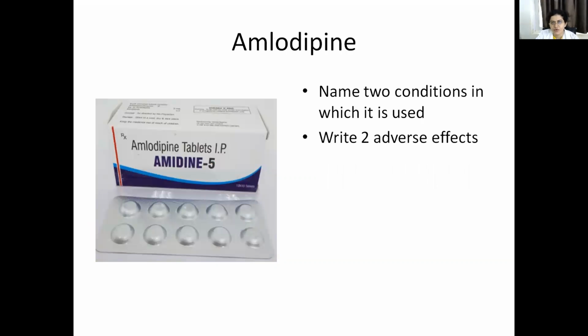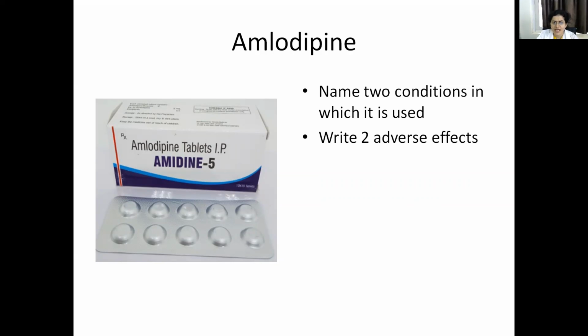Then amlodipine. What is amlodipine? It is a calcium channel blocker. As you remember, calcium channel blockers are further subdivided into the dihydropyridine group and the non-dihydropyridine group. The dihydropyridine group is again subdivided into long-acting, short-acting, and intermediate-acting. So amlodipine is a dihydropyridine calcium channel blocker, and it is a long-acting calcium channel blocker.